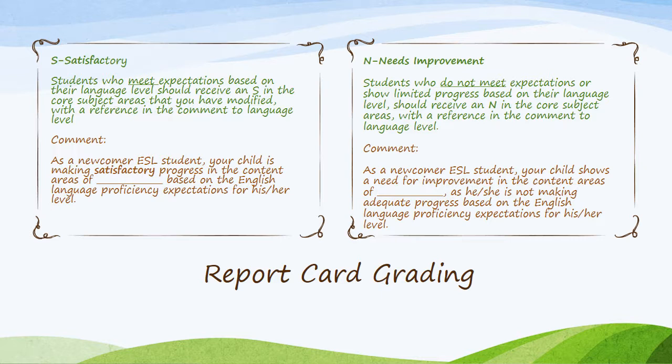Your S students will show that they meet expectations based on their language level of level 1 that we discussed and the modified assignments that you created using those can-do descriptors for reading and writing. When you assign an S to either the math, science, social studies, or English language arts, you're also going to write a comment in the comment section of the report card that indicates that the child is making progress, but it's based on specific assignments that have been modified to their language level.